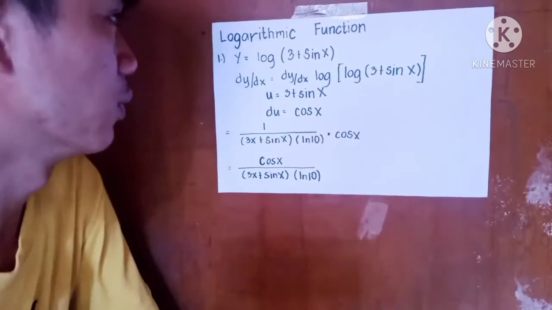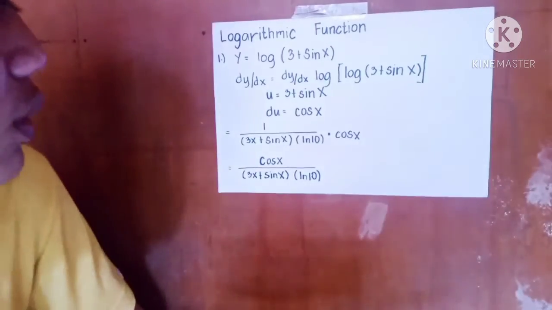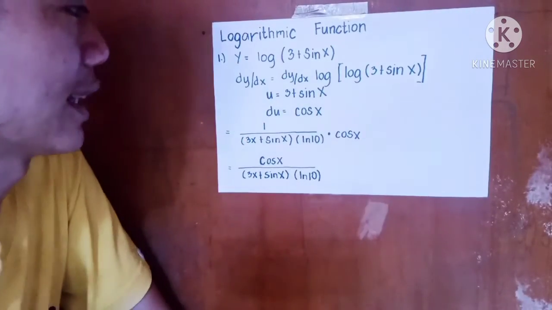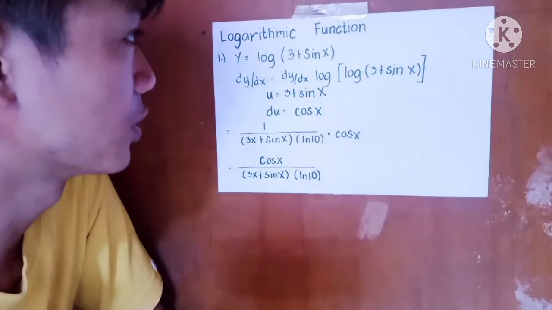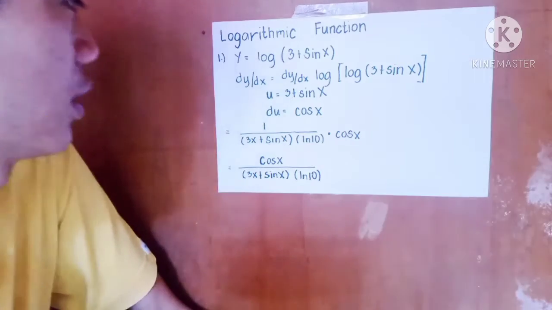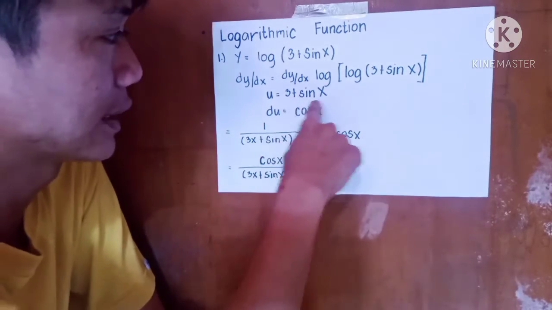Derivatives of logarithmic functions. How to find it? Y is equal to log of the quantity 3 plus sine x. Then, paano natin hanapin yung derivative niya? Ang gagawin natin is hanapin natin yung value ng u, which is 3 plus sine x, nakasulat dito.